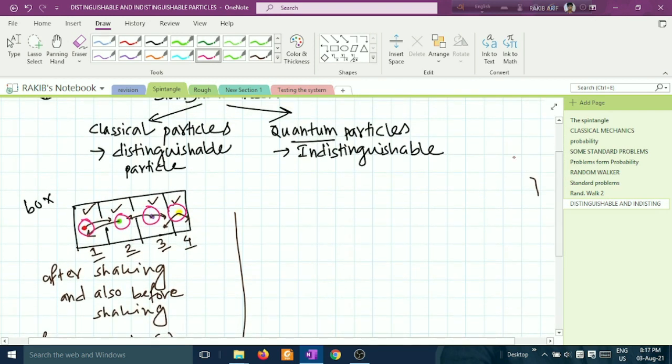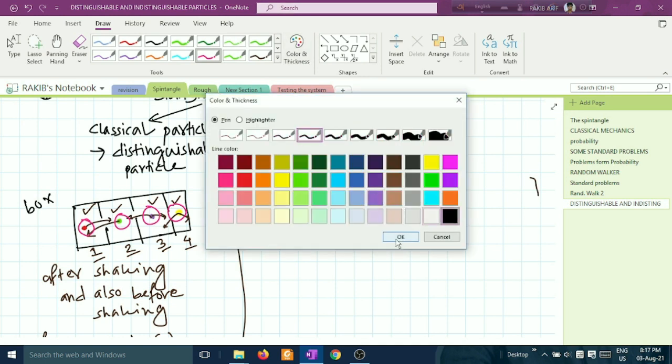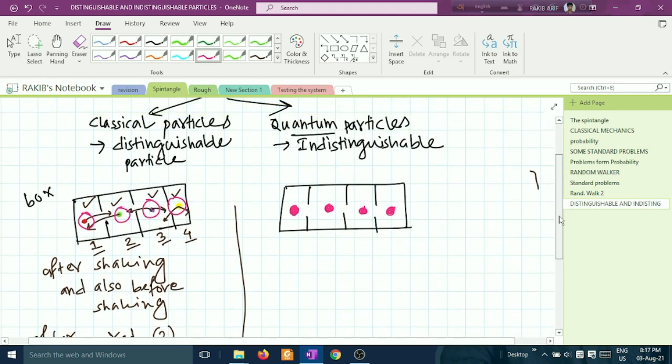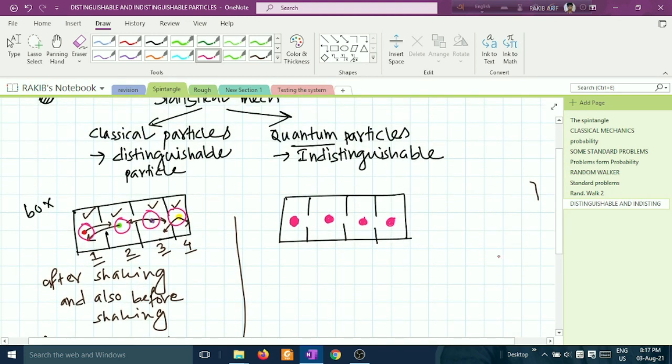In the case of indistinguishable particles, let me draw the box again. Let me fill it with indistinguishable particles. These are four indistinguishable particles. Why are these four indistinguishable particles? Because you cannot say this one is particle number one. Initially, consider that these are particles 1, 2, 3 and 4. This one is compartment 1, compartment 2, compartment 3 and compartment 4.